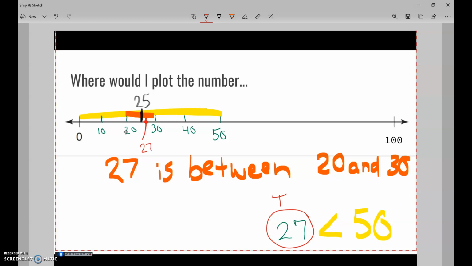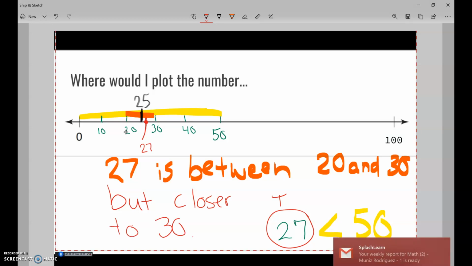So 27 is between 20 and 30, but closer to 30. And the reason why it's closer to 30 is because it's greater than 25. Okay? I'm using my greater than. That's being more precise, so we're going to talk more about that later. Okay? That's practicing plotting a number.